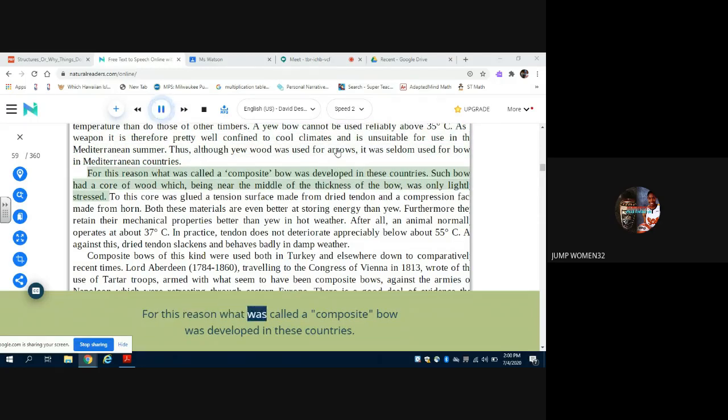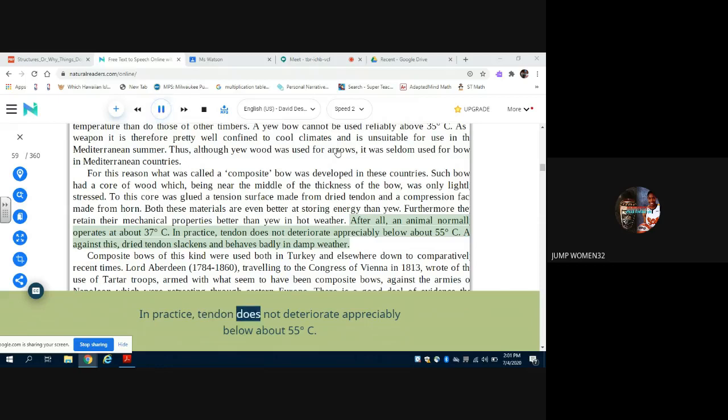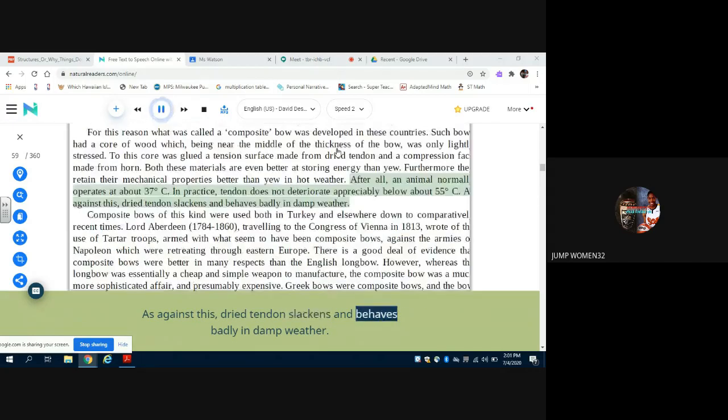For this reason, what was called a composite bow was developed in these countries. Such bows had a core of wood which, being near the middle of the thickness of the bow, was only lightly stressed. To this core was glued a tension surface made from dry tendon and a compression face made from horn. Both these materials are even better at storing energy than yew. Furthermore, they retain their mechanical properties better than yew in hot weather. After all, an animal normally operates at about 37 degrees Celsius. In practice, tendon does not deteriorate appreciably below about 55 degrees Celsius. As against this, dry tendon slackens and behaves badly in damp weather.